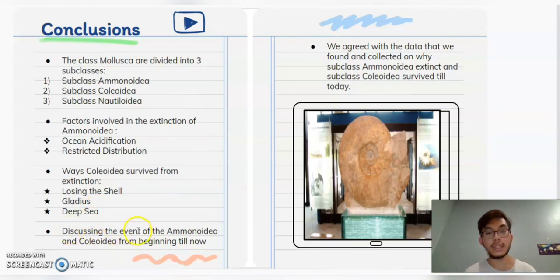So we just discussed the events of the Ammonoidea and Coleoidea from beginning till now. Me and Khalif agree with the data that we found and collected on why subclass Ammonoidea went extinct and subclass Coleoidea survived till today. That's all for me.